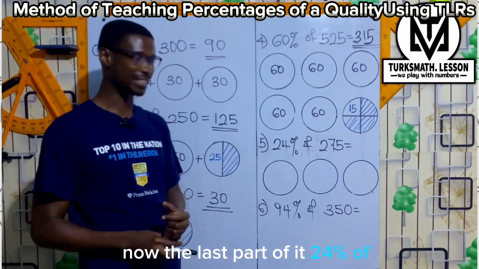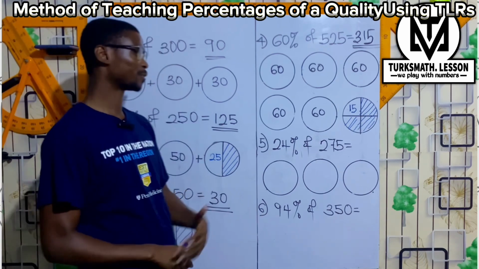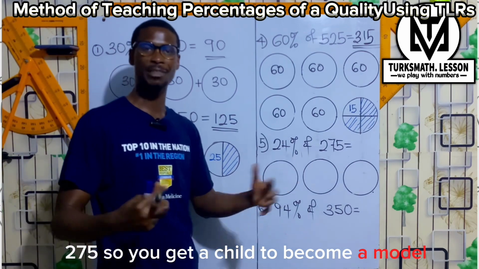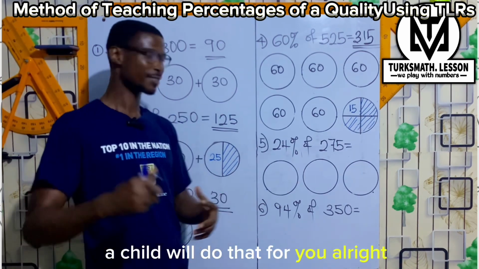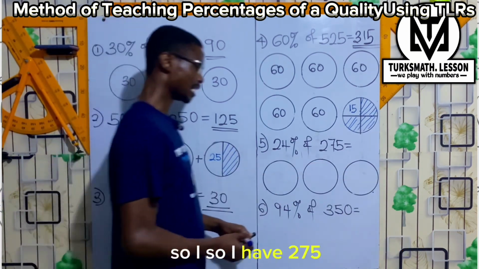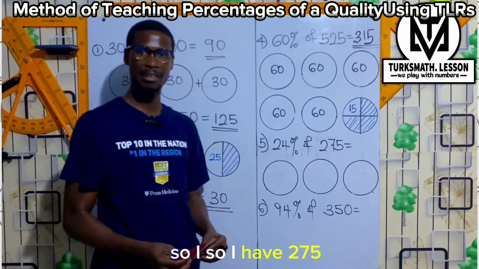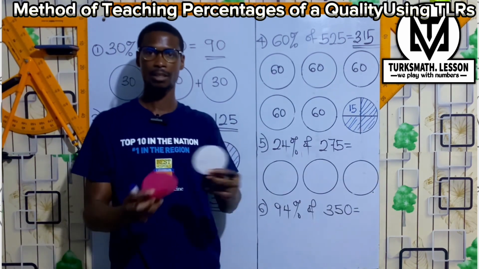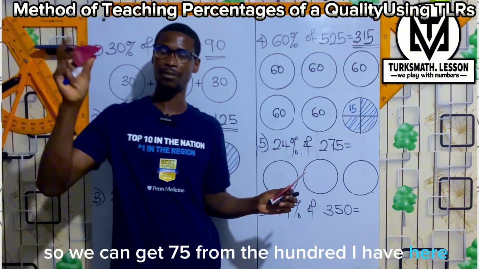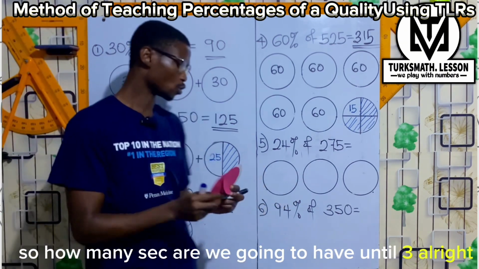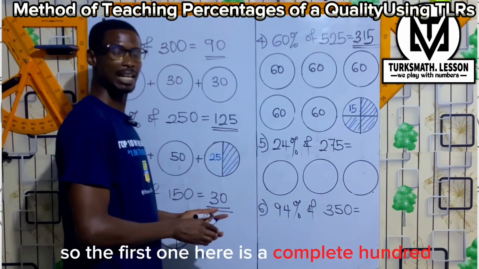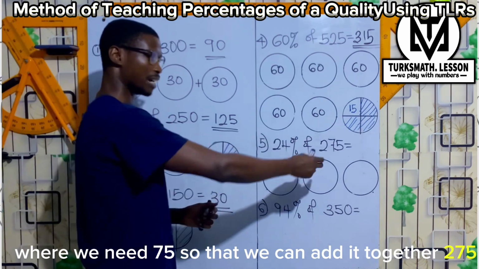Now the last part of it, 24% of 275. So you get a child to come and model. A child will do that for you. I use this to represent my circle, or the cutout shapes I have there. So I have 275. This is 100, another 100, but we need 75. So we can get 75 from the 100 I have here. So how many circles are we going to have? 1, 2, 3. The first one here is a complete 100, but we need 75 so that we can add it together.